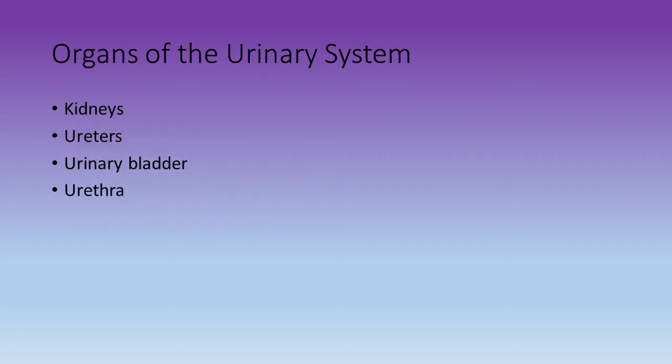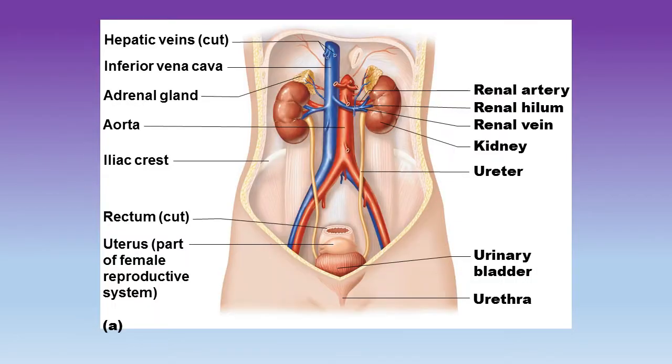The four organs of the urinary system are the kidneys, the ureters, the urinary bladder, and the urethra. As you can see in this diagram, obviously you have two kidneys. They are not even. A lot of people don't realize that. They're a little bit offset in the location of them.